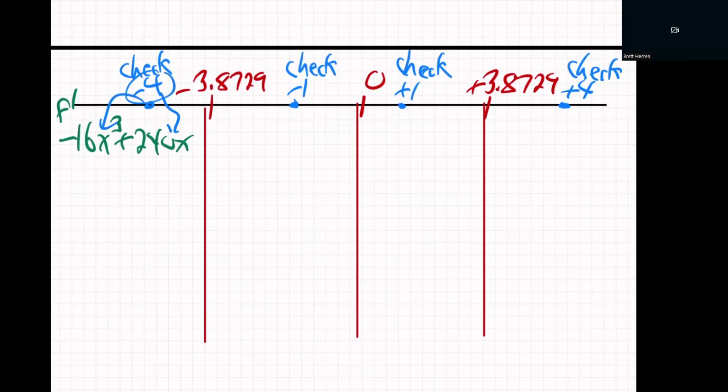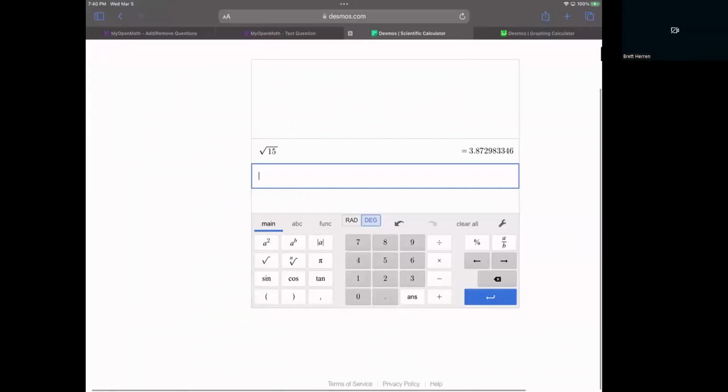I'm going to plug it in. So let's plug in negative 4. Let's go to Desmos, plug in negative 4. So here we go. Negative 16 times negative 4 cubed plus 240 times negative 4.